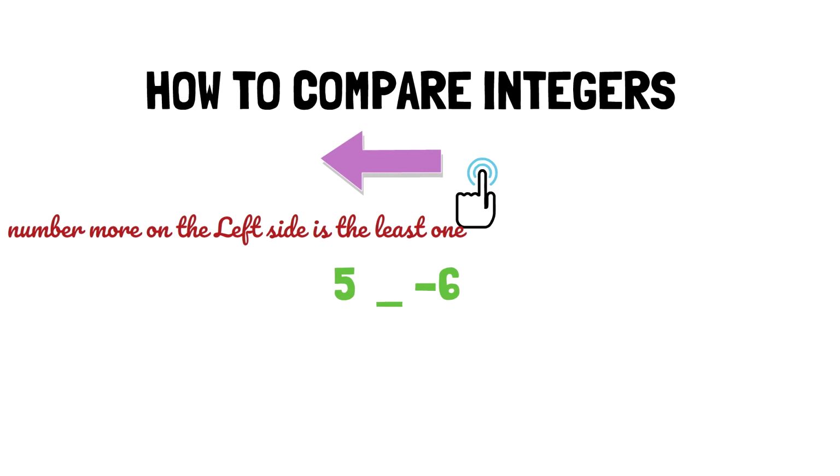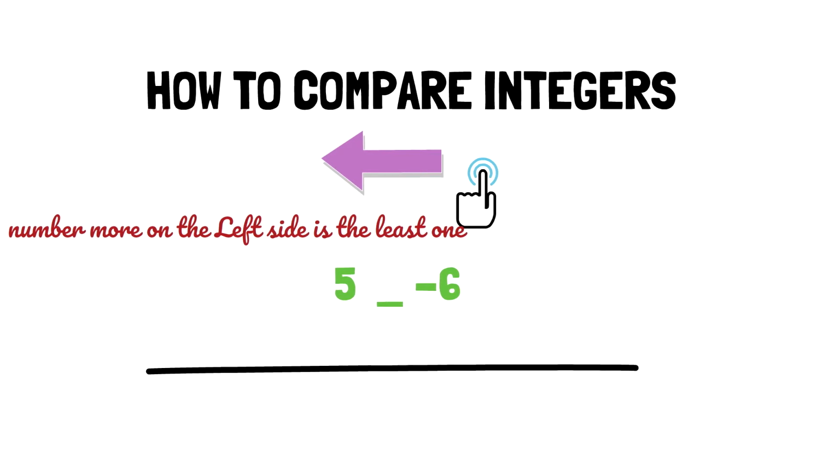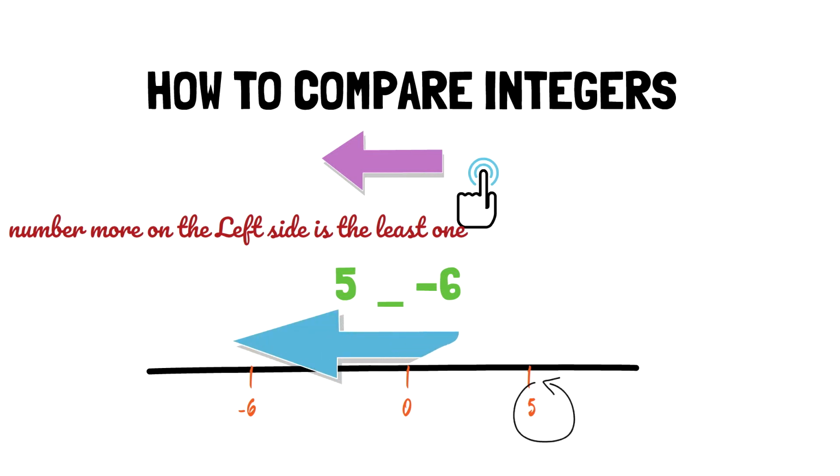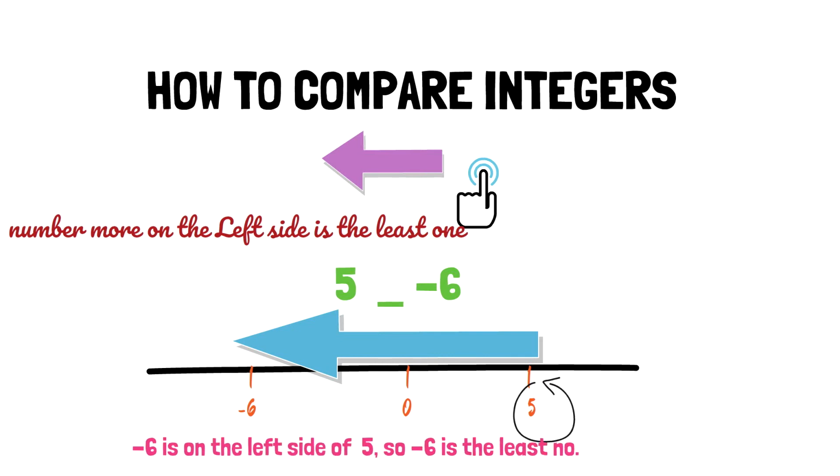5 and minus 6. Let's plot them on the number line. In the above case, 5 is on the right side of the number line. However, minus 6 will come on the left side. So in the context of 5, minus 6 is on the left side. So minus 6 is the least number. That means 5 is the greater one. So put the sign in this direction.